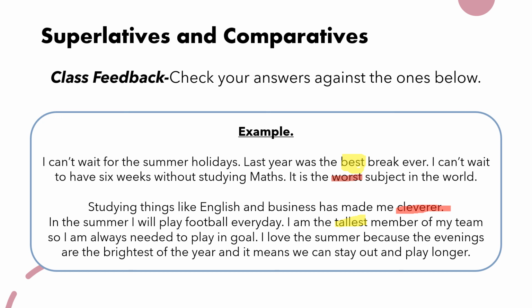I love the summer because the evenings are the brightest of the year. Again, brightest, you don't get any higher than the brightest, or you don't get brighter than the brightest, so it therefore must be a superlative. Because the evenings are the brightest of the year and it means we can stay out and play longer. So those are the superlatives and comparative adjectives in the passage. If there's anything else that you think is important to point out about this passage, please feel free to identify them yourselves or leave us a comment at the end of this video as well.